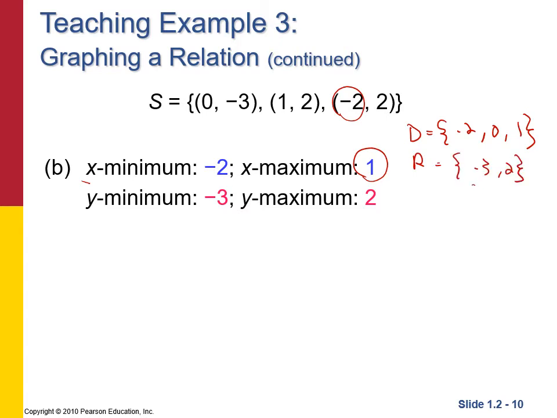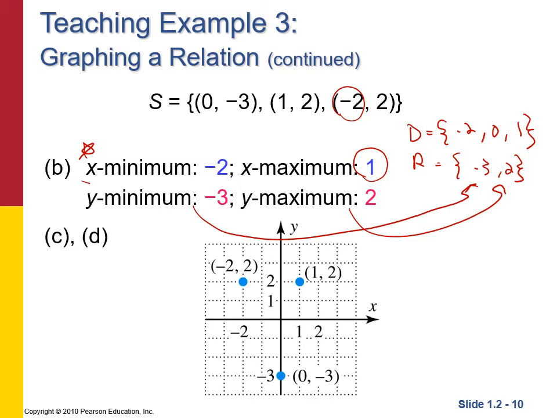Well, that's your minimum and your maximum. So again, really you use the previous answer A to answer this question, and it's typically how these problems go. So again, for part C and D, we're going to plot these points and then we're going to label them.